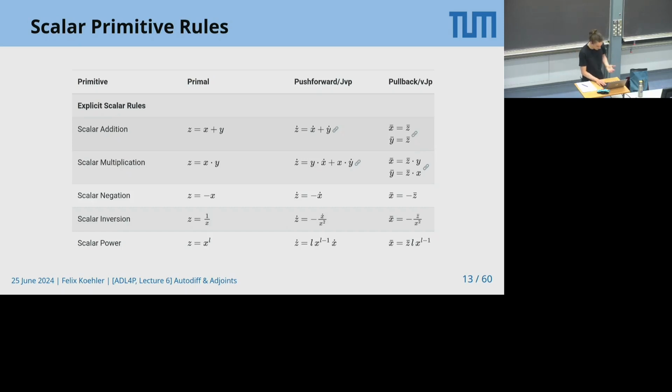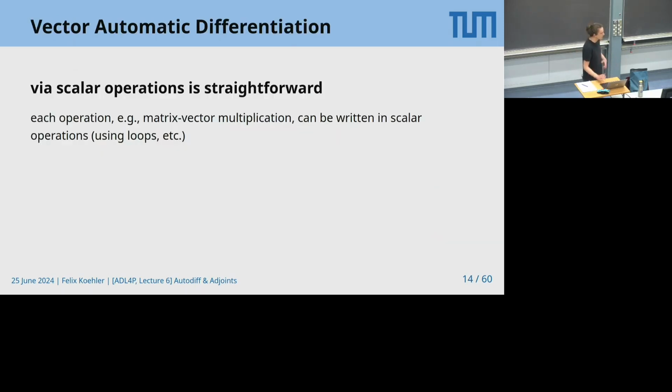So you could say that the extension to vector automatic differentiation, so working on tensors, working on arrays, is rather straightforward, because you can write each of the high-level operations in terms of scalar operations, if you just unroll the loops, unroll the conditionals, and so on. So let's take a look at how JAX does that.